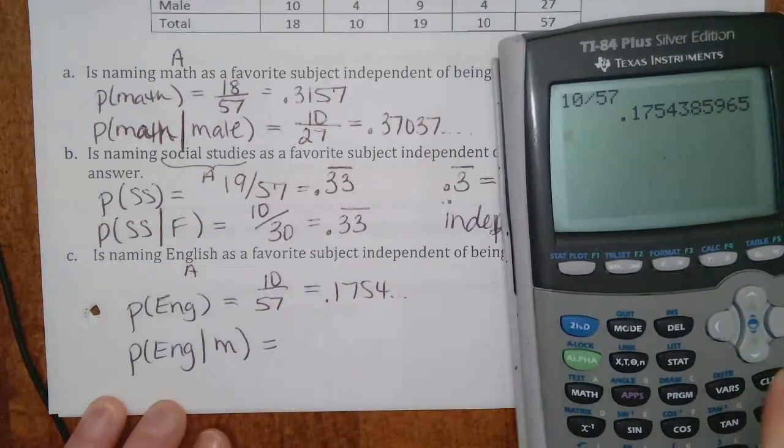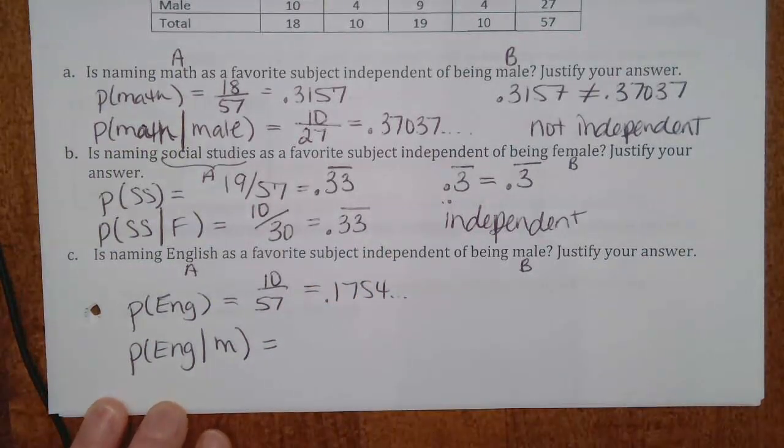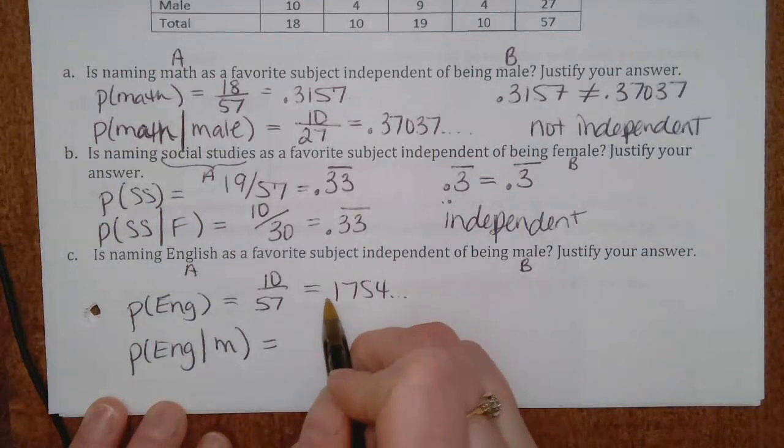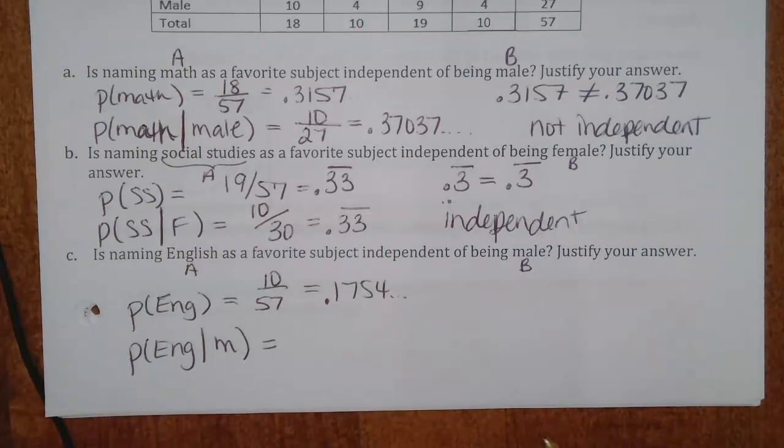0.1754 dot dot dot. I usually just do a couple decimal places if it's a forever decimal. You'll know if they're equal. That's essentially all I'm going to tell you. If they're equal, then great. If they're not equal, then you'll know.